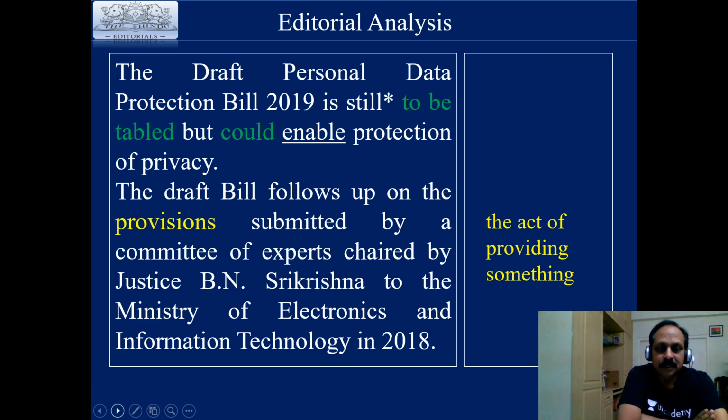Here, the editorial talks about the data protection bill. The draft Personal Data Protection Bill 2019 is still to be tabled. In this context, to be tabled means it has to be worked upon, but could enable protection of privacy. There's one helping verb here, could. Whenever you come across a helping verb, you have to have a look at the word next to it. If that is a verb, that verb should be in bare infinitive.